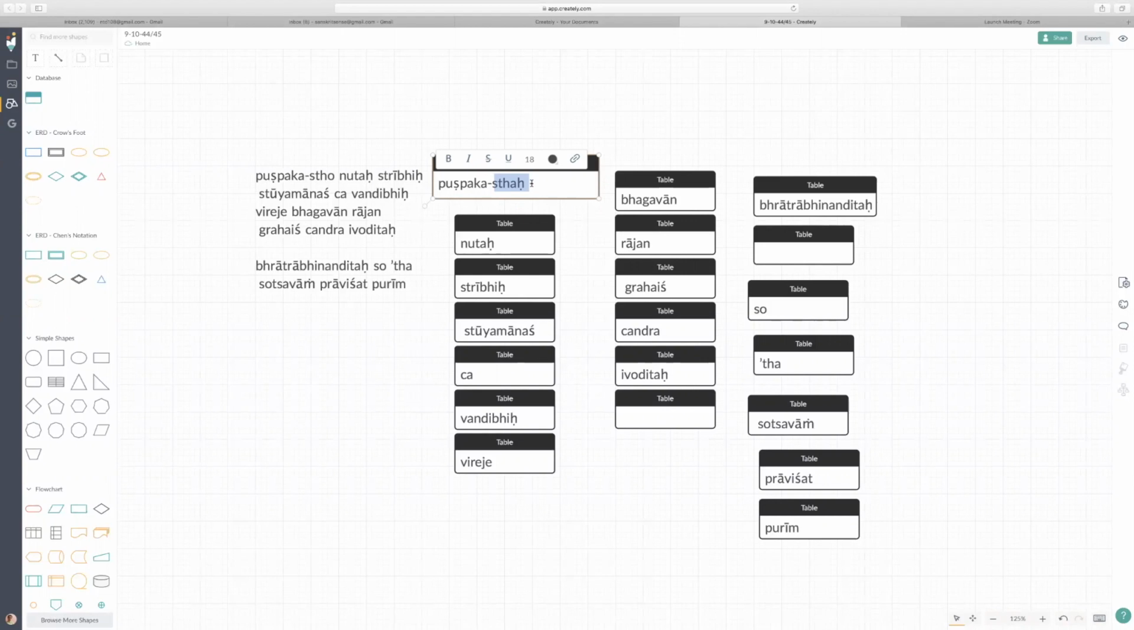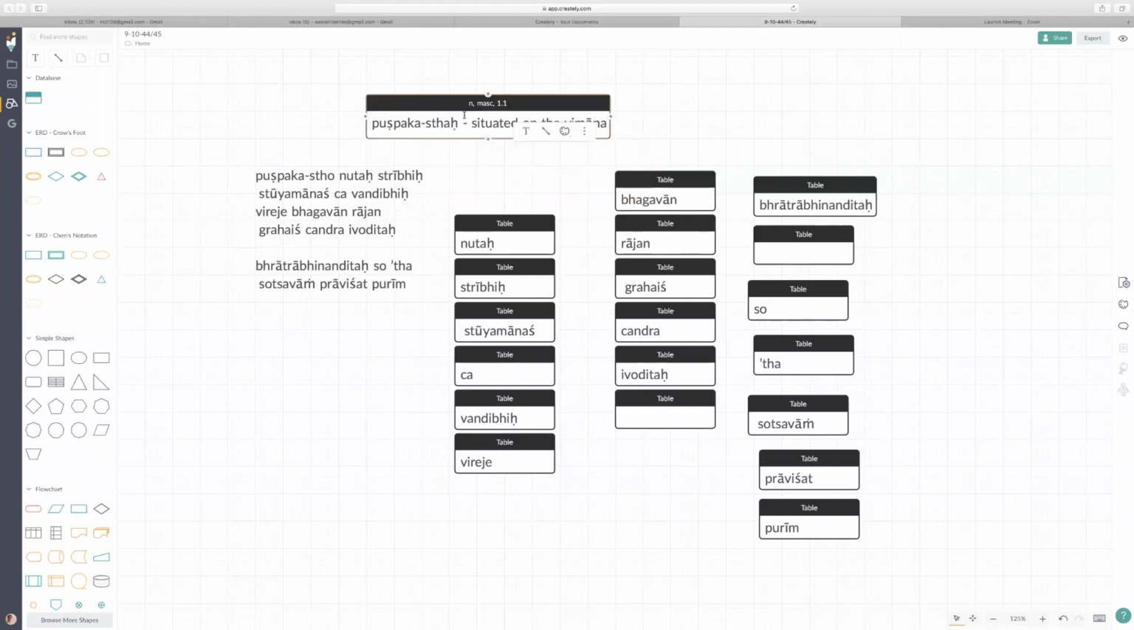that was used to return from Lanka. Probably it had lots of flowers in it. That's why it's called pushpaka. So pushpaka is the vimana and sthaha is situated. Situated on the vimana. Pushpaka vimana.